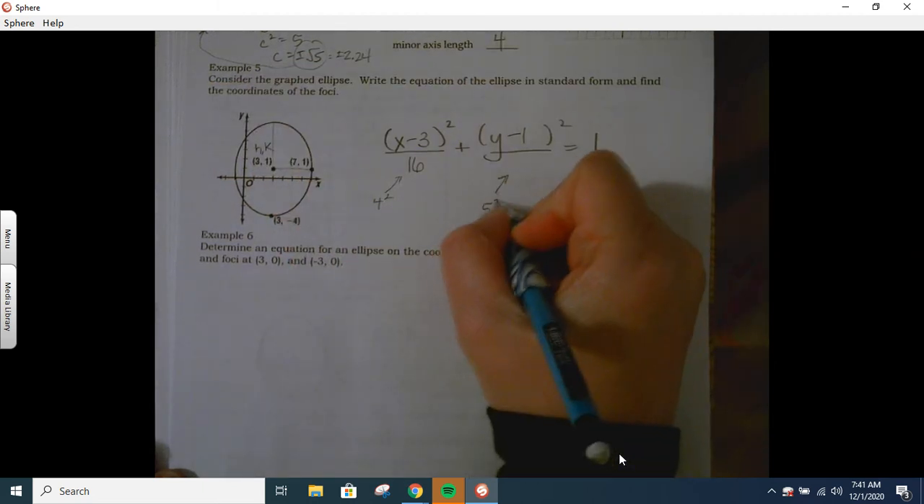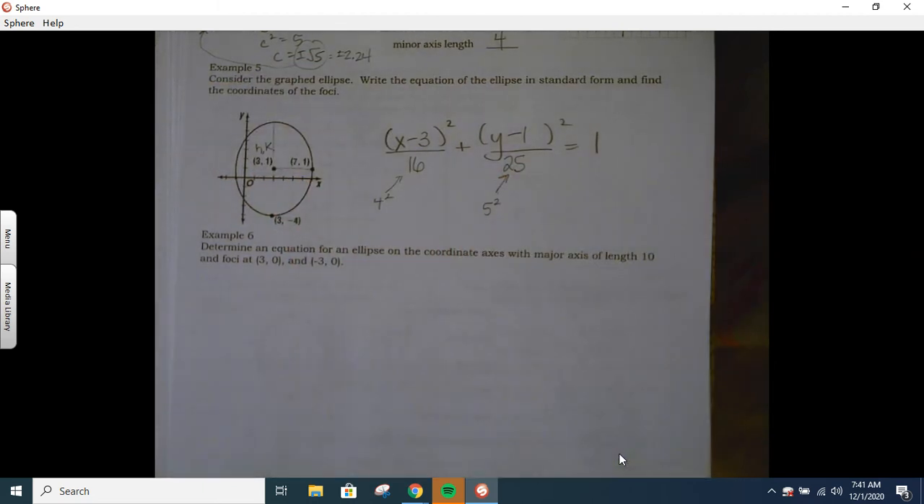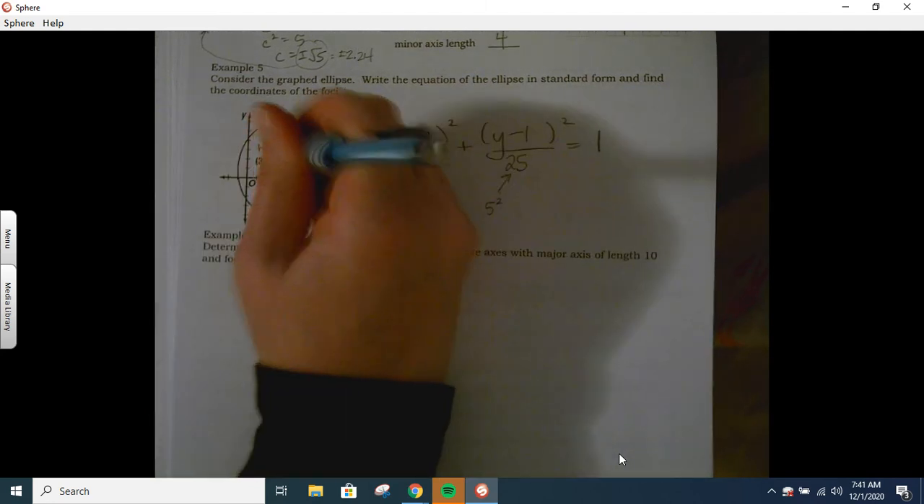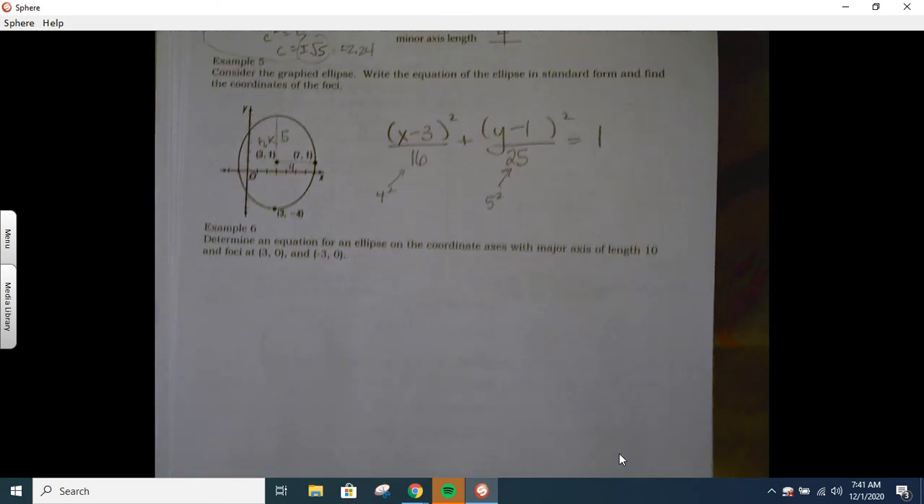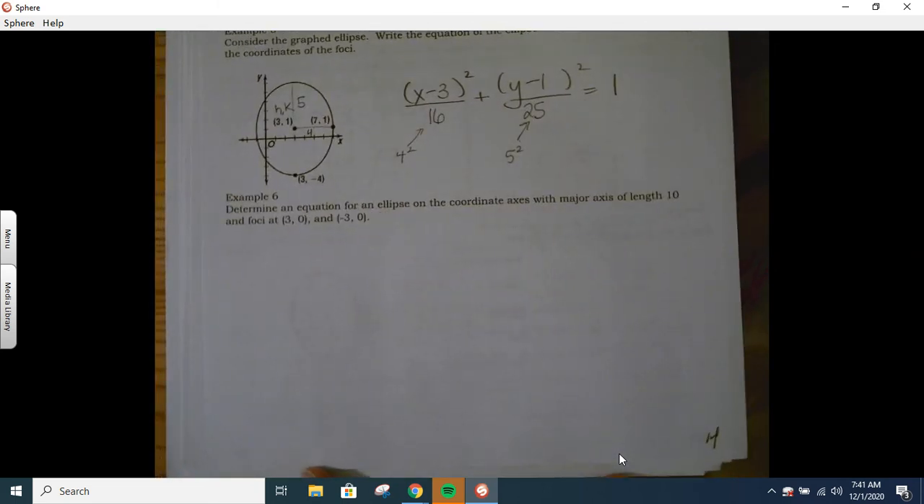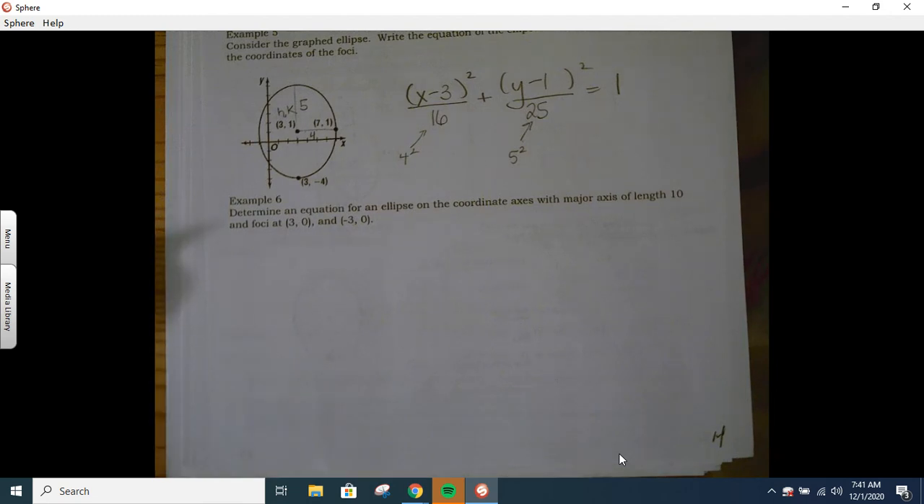And then how much did I go up and down? I went up 1, 2, 3, 4, 5. So this is 5 squared, or 25. And so there would be my equation. This is 5, and this is 4.